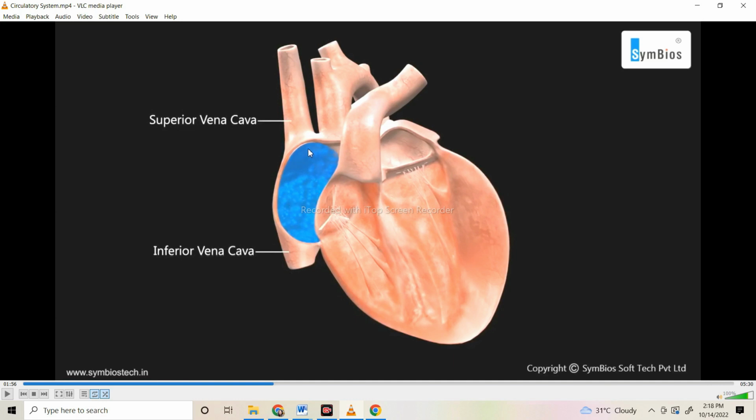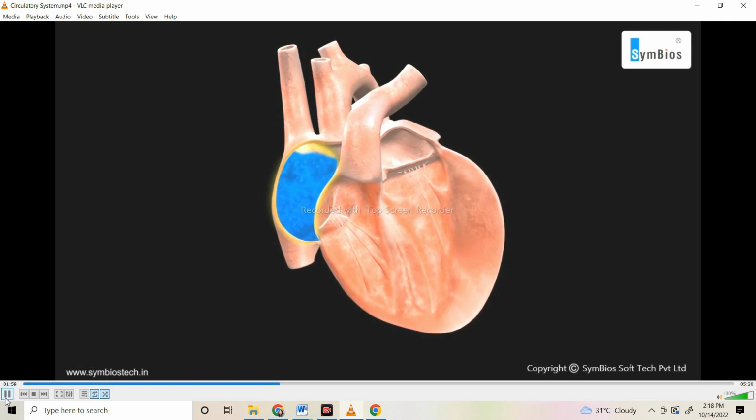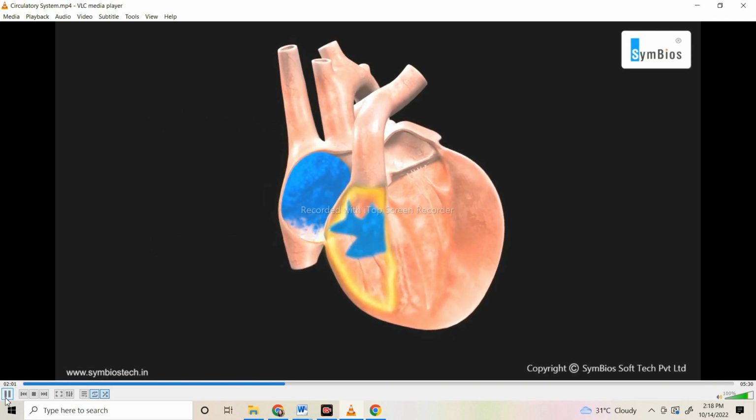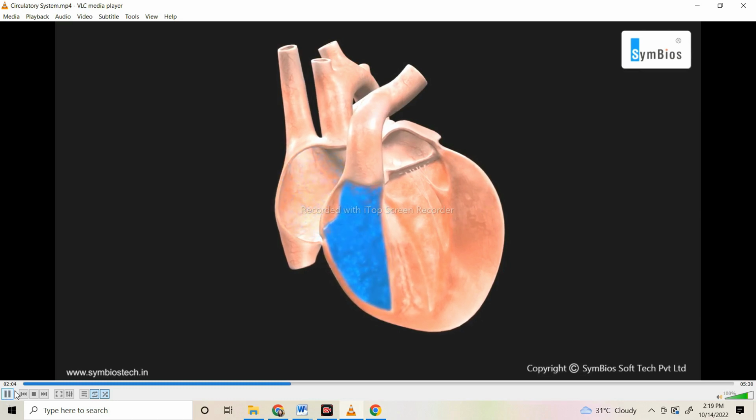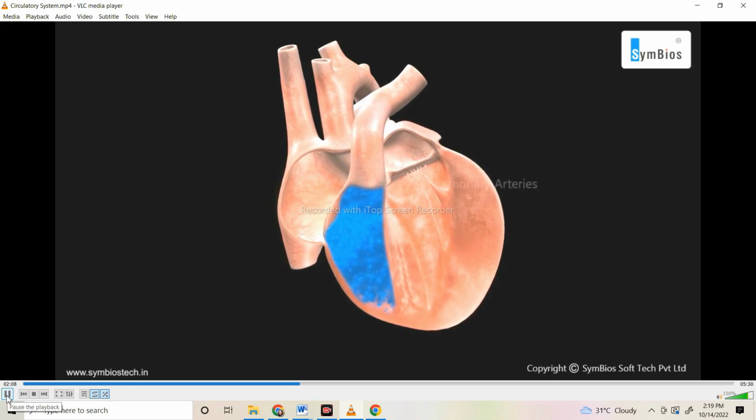So, ito na ngayon, yung blood na merong carbon dioxide, kaya yung color blue, saan siya unang pumasok? Sa right atrium. Okay? Into the right atrium and passes through the right ventricle. Okay, so after sa right atrium, ipapasa ngayon siya sa right ventricle. The right ventricle pumps the blood into the lungs through the pulmonary arteries.